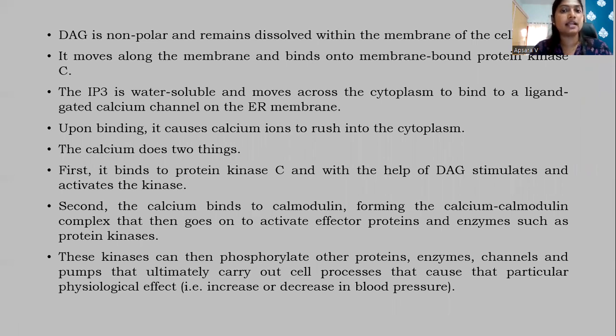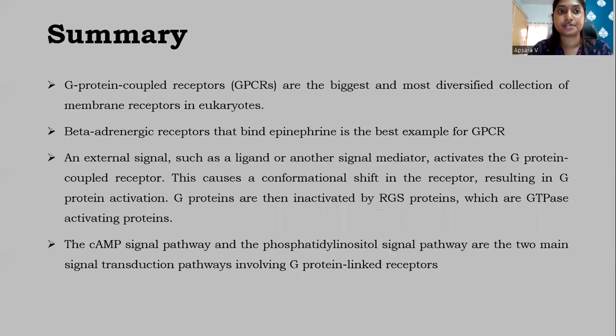IP3, whereas, is water soluble and moves across the cytoplasm, and it binds to a ligand-gated calcium channel on the endoplasmic reticulum membrane. Upon binding, it causes calcium ions to rush into the cytoplasm. Here the calcium does two things. First, it binds to protein kinase C with the help of DAG and activates the kinase. Second, the calcium binds to calmodulin, forming the calcium-calmodulin complex that then goes on to activate effector proteins and enzymes such as protein kinases. These kinases can then phosphorylate other proteins, enzymes, channels, and pumps that ultimately carry out cell processes that cause that particular physiological effect. That is, it can either increase or decrease the blood pressure.